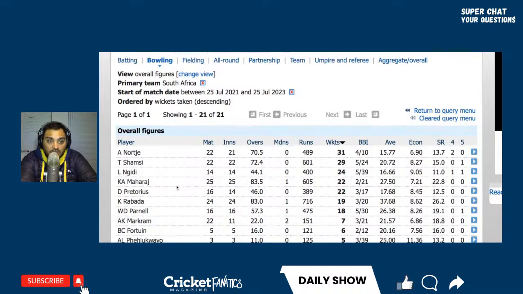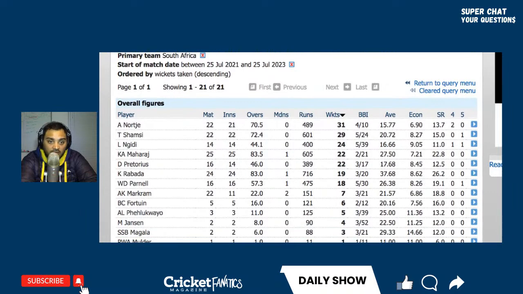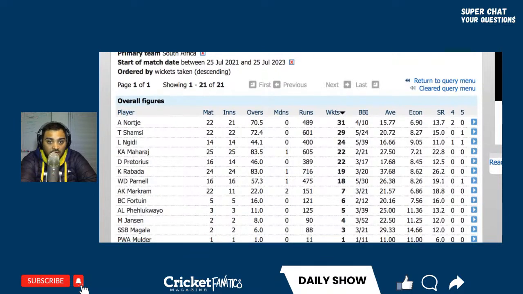Then it's Keshav Maharaj, 25 matches, 22 wickets, 27.50, 7.21. Then Dwayne Pretorius, who isn't playing international cricket anymore, 16 matches, 22 wickets, 17.68 average, 8.45. And then Kagiso Rabada with the most amount of games behind Keshav, 24 matches, 19 wickets, 37.68 average, and 8.62 economy rate, which is quite a high actually.